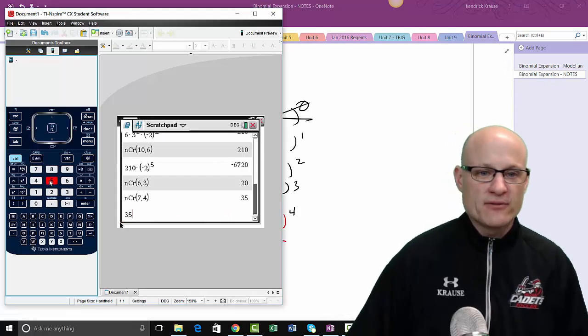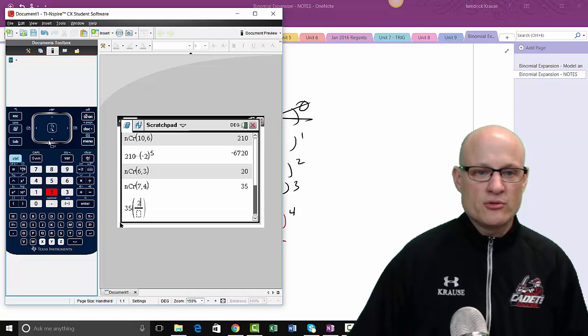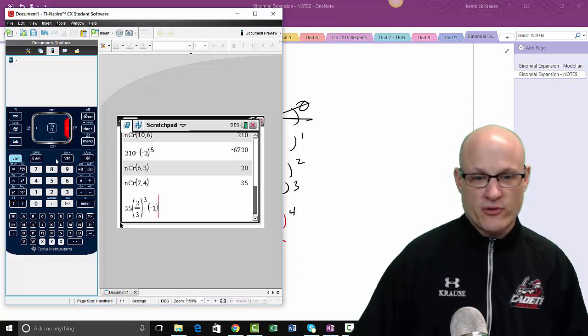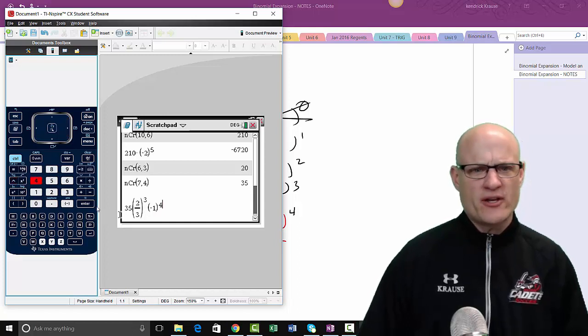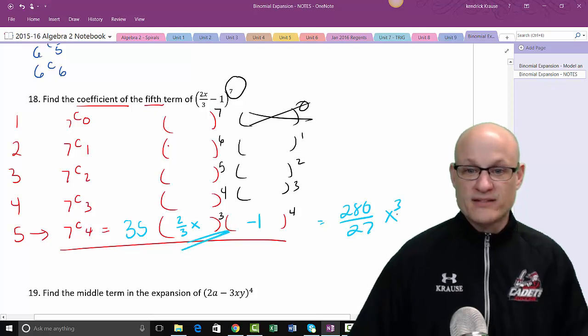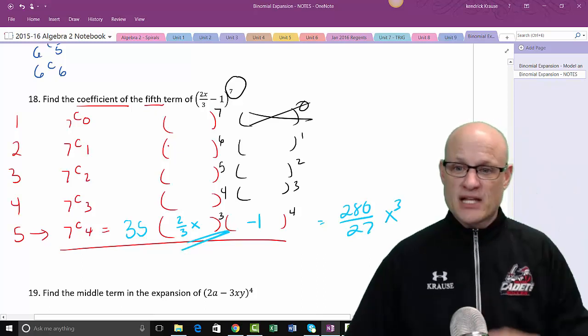So 35, parentheses, control division, 2/3 cubed. Now, I'm going to do -1 to the 4th. In reality, I would never do this because -1 to the 4th is just 1. But because you guys may not believe me, I'm going to put all of it in. Just put all the numbers in. Oh, 280 over 27. No problem. 280 over 27 x to the 3rd. That's it. Done. Last problem, kids.